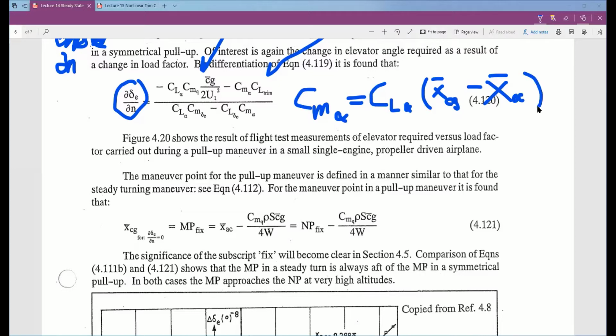That's an AC. So this is just our old formula, CG minus AC location times CL alpha gives CM alpha. You plug this in here, set it to 0 for the maneuver point. CL alphas cancel out, and you get a nice formula for the maneuver point. This is stick fixed because we're not saying that there's a trim tab and the elevator's floating. We are holding rigidly onto the stick.